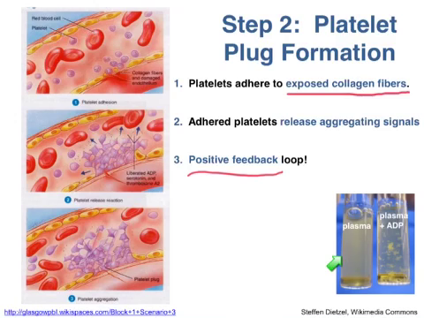and over here you can see what happens if you add just one of these aggregating signals to a tube of plasma. Remember, plasma, the fluid portion of blood. Here it's nice and cloudy. If you just add ADP to it, it starts to clump up, and that clumping is coming from platelets gathering together. The initial latching onto the collagen fibers is stabilized by a molecule called von Willebrand factor.